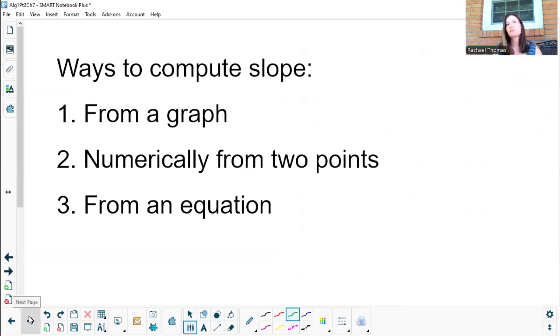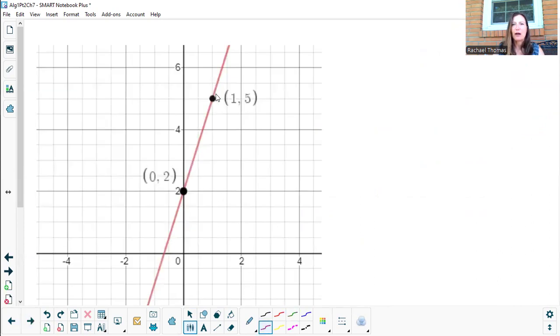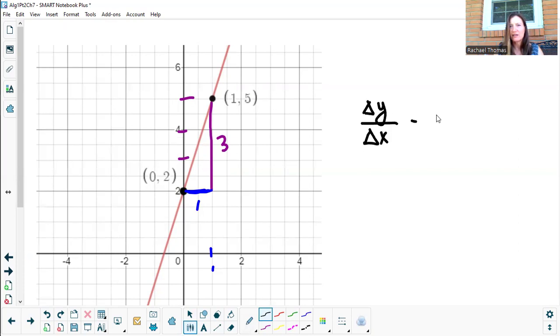Looking at a graph, if I find 2 points on my graph, I want to compute how far up, what is the vertical change from one point to the other, and how far over, what is the horizontal change from one point to the other. Here on this graph, I can see that the horizontal change from one point to the other is 1. The vertical change, it goes up 3, from 2, 3, 4, 5 to 5. So my slope, rise over run, we could think of it as a change in y, that triangle means change, over a change in x, here would be 3 over 1, or I could just say 3.